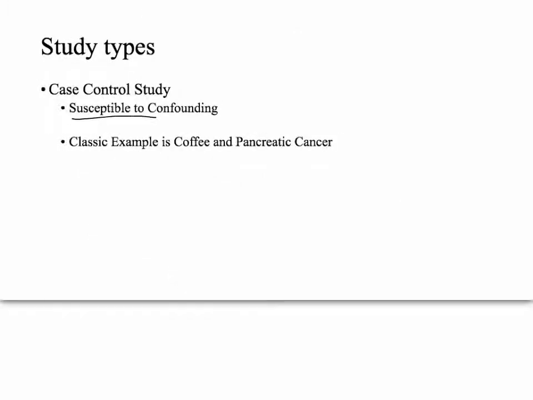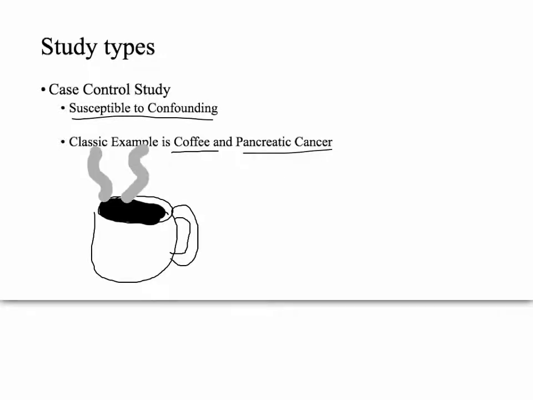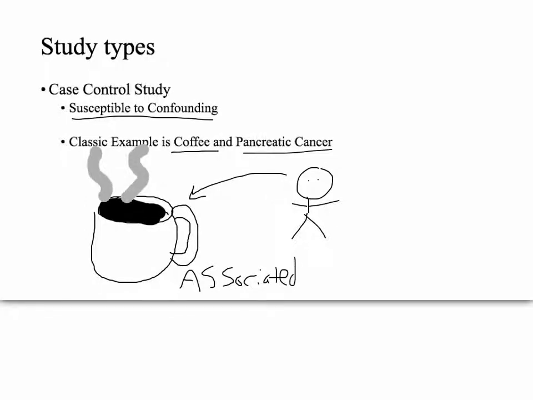Case control studies are highly susceptible to confounding, and the classic example of that is: does coffee cause pancreatic cancer? A case control study looked at people who had pancreatic cancer, and they said, okay, now let's see if we can find any common exposures. A lot of people who had pancreatic cancer were also coffee drinkers, so it was found that drinking coffee is associated with pancreatic cancer. So does it cause pancreatic cancer? The clear answer right now is no, it does not.